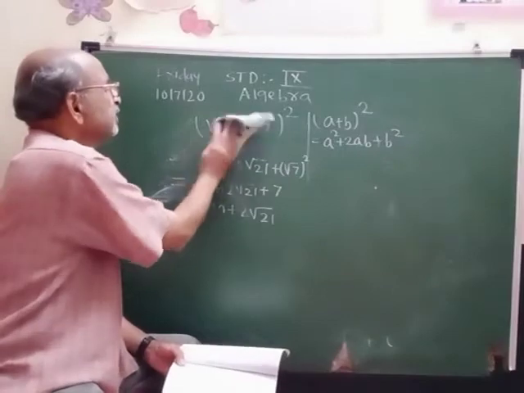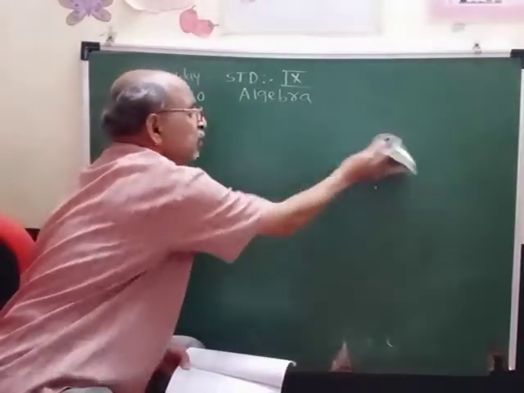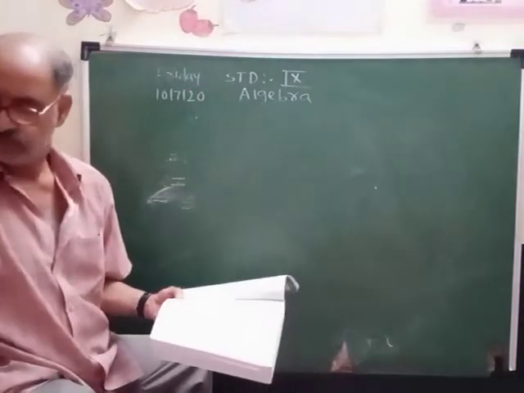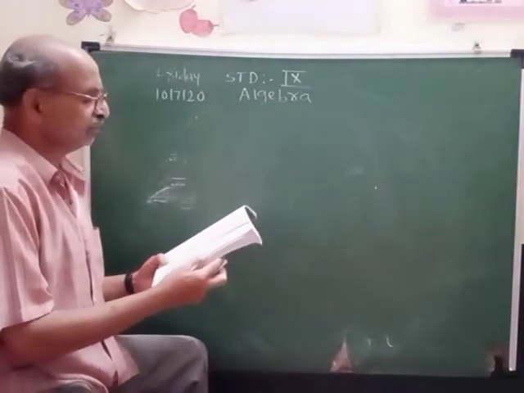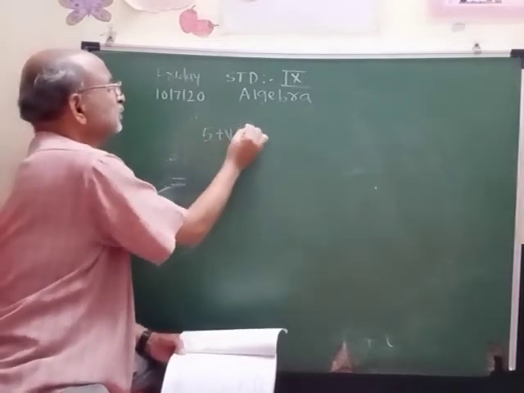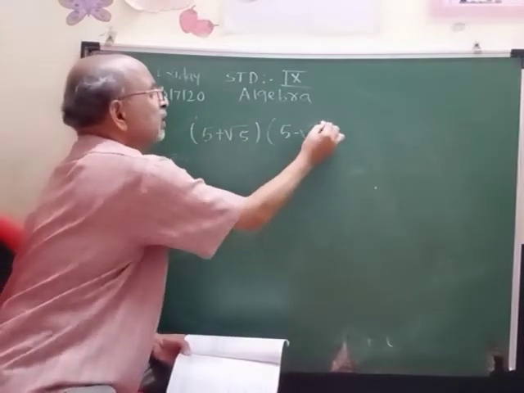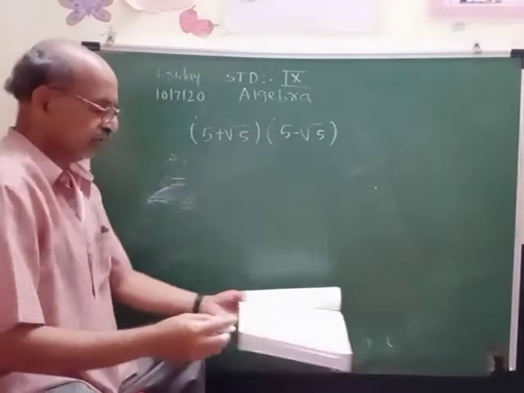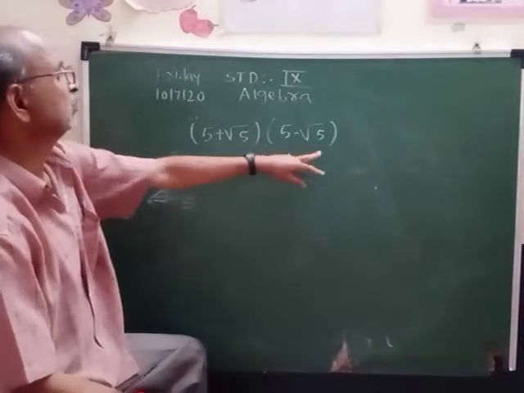Now we see the next, third one. I will write the identity on that side, which identity we are using for solving that example. Now next is 5 plus root 5, in the second bracket 5 minus root 5. So this we have to solve now: 5 plus root 5 and 5 minus root 5.